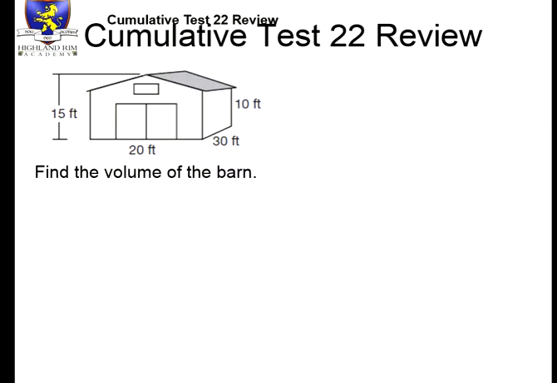Now we're going to move into the next problem, which is the volume of the barn. We have an irregular shape for the barn, so we need to break this up into regular shapes. For the purposes of volume, we have a rectangular prism on the bottom and a triangular prism on the top. The volume of the rectangular prism is going to be length times width times height, right?